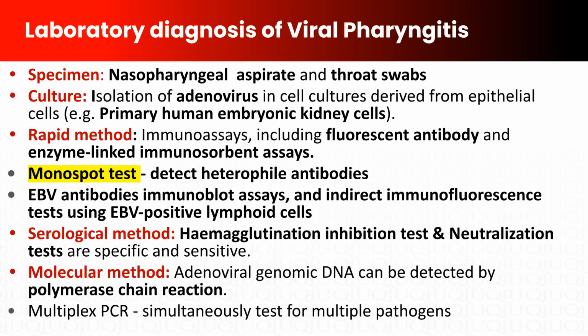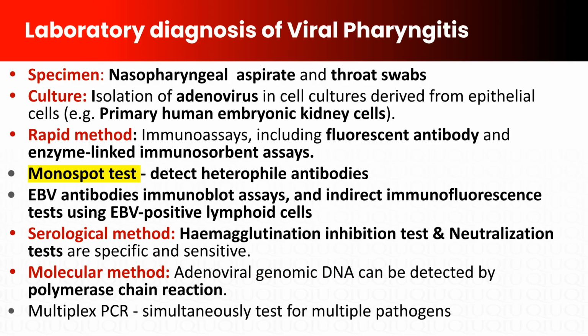For specimen collection, nasopharyngeal aspirates and throat swabs are appropriate specimens. The swab should sample the posterior pharynx and both tonsils to collect adequate material. For culture of adenovirus, isolation can be performed in primary human embryonic kidney cells. However, culture takes several days to weeks and is not commonly performed for routine diagnosis. Rapid methods have largely replaced culture for adenovirus detection. Immunoassays, including fluorescent antibody tests and ELISA, can directly detect adenoviral antigens in respiratory specimens within hours.